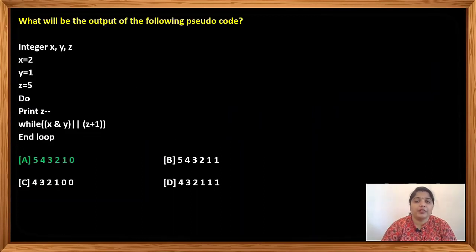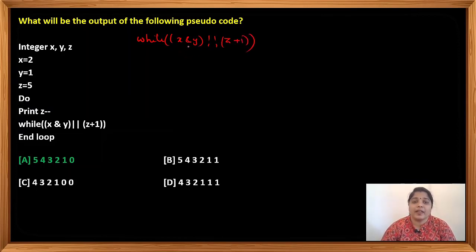What would be the output of the following pseudocode? Here, x, y and z are initialized as integers. X is assigned a value of 2, y is assigned a value of 1 and z is assigned a value of 5. And then we have a do-while statement. Before moving on to the do-while statement, let us evaluate this while expression first: while x and y or z plus 1.